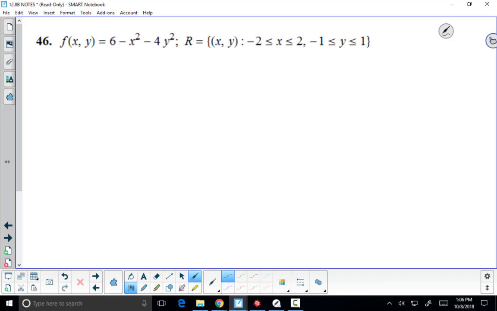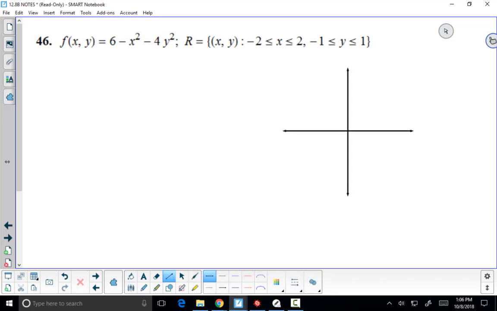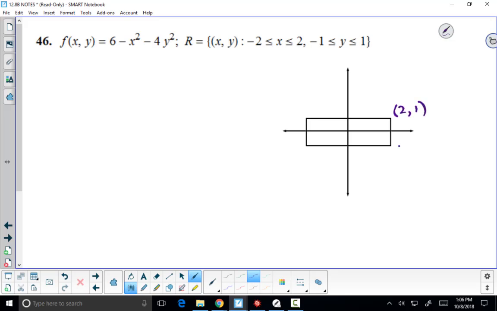All right, so let's draw a picture of our region in the xy plane. X goes -2 to 2, y goes -1 to 1, so we've got this rectangle. Y -1 to 1, x -2 to 2, so something like that. And the boundary is included. So this point over here is 2, 1, that one's 2, -1, etc.